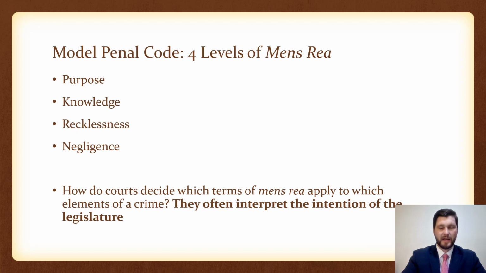Knowledge, that is the second level of criminal intent. Now, you might not be purposefully doing something, but you're pretty well aware what's going to happen with your conduct. You have knowledge of it. You are knowingly doing something, knowing that it very well might cause a criminal result.